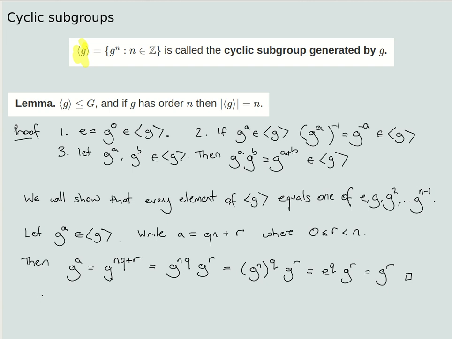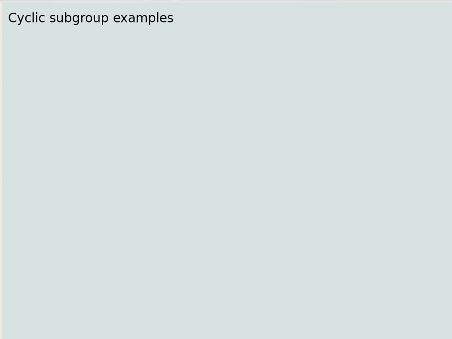So what came out of this proof was that if the order of little g is equal to n, then we have a nice expression for our cyclic subgroup. The cyclic subgroup generated by g, we can just write as the set e, g, g squared, and so on, up to g to the n minus 1. And those things are in fact all different. Okay, so there's our lemma about sizes of cyclic subgroups. Let's move on to our last slide.